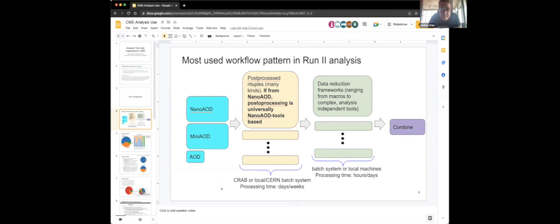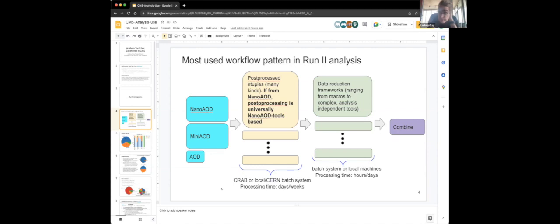Usually people are using CRAB for the grid or their local batch system, and their turnaround time is somewhere on the order of days to weeks, depending on how they've set things up and how many data sets they need to process. And then once they have this sort of nano AOD or nano AOD equivalent n-tuple, that's when they actually run their data reduction frameworks.